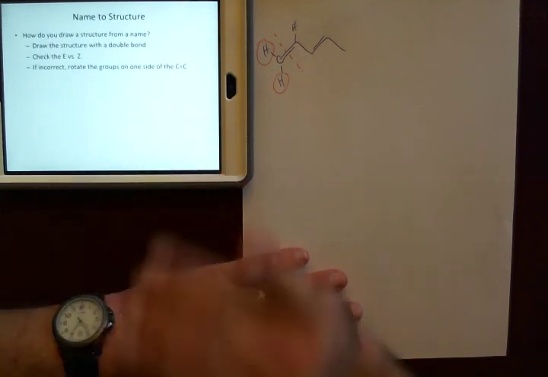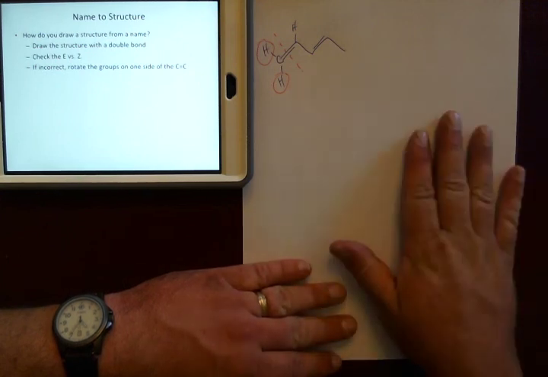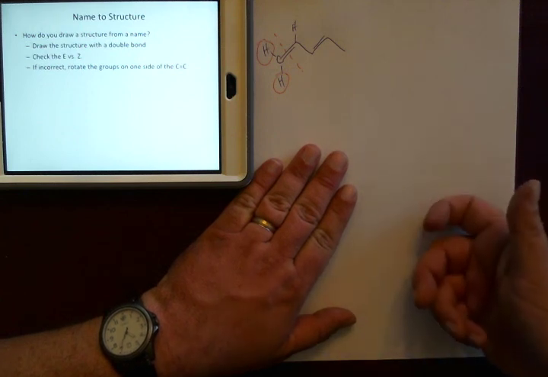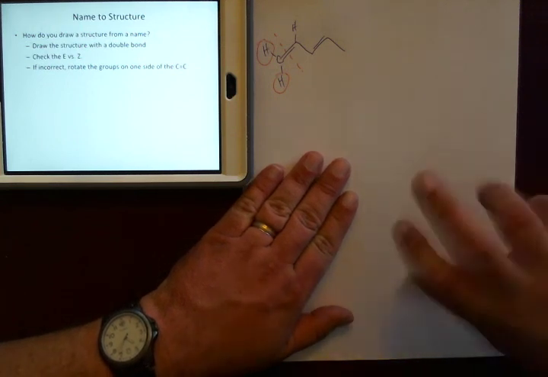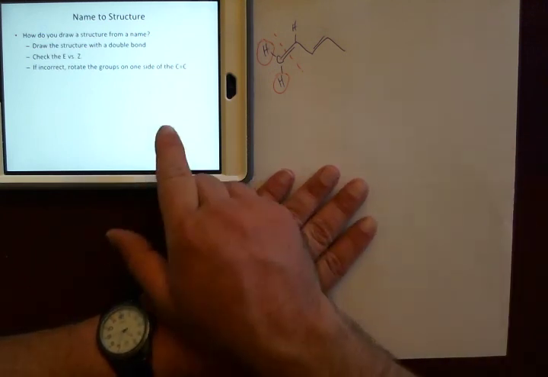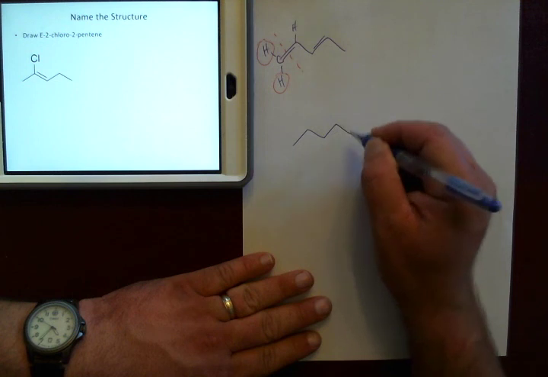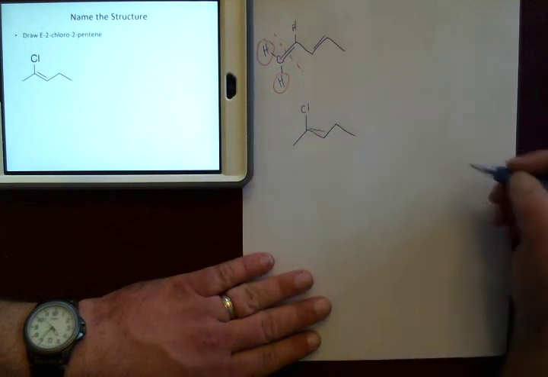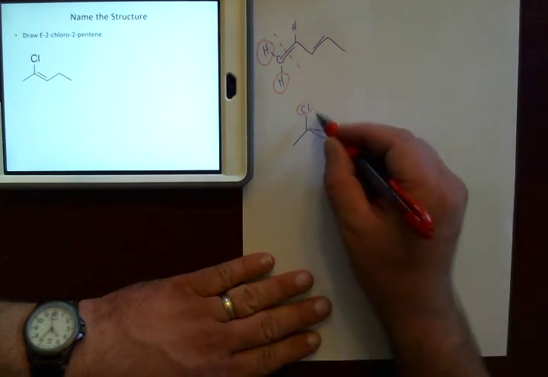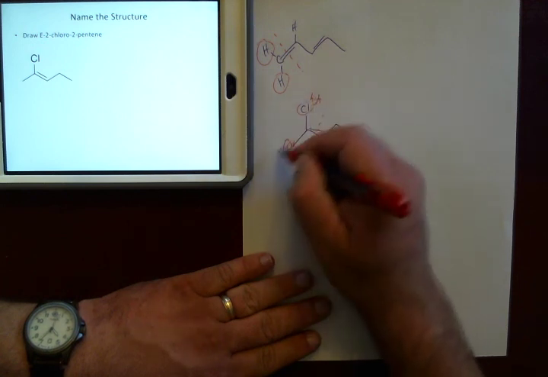Okay, so naming the structure, you do it the same way. If you go from a name to a structure, you just draw it in some form. If you get it wrong, what you do is you take one of the sides of the double bond and flip it. You hold the other one fixed and you flip it, and then that automatically flips the E. So if you have E-2-chloro-2-pentene, it's easier to just go ahead and draw it like that. It's your sawtooth. Again, you're going to slice it like that. Here you've got a chlorine versus a CH3, so it's a carbon. So this is going to be high, this is going to be low.